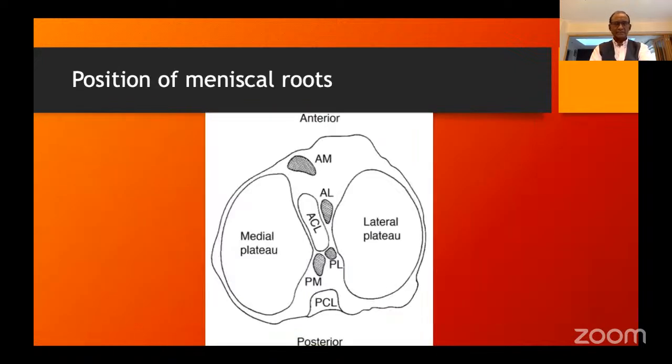So where is the meniscal root? This is the anatomy of the right knee. The anterior ones are there right in front, but the anterior ones are not as important as the posterior ones. Now, the posteromedial one is sitting just behind the ACL, and the posterolateral one is again sitting just behind the ACL attachment. Because of the location, you can see that it's going to be very difficult to see them unless you really want to have a look.